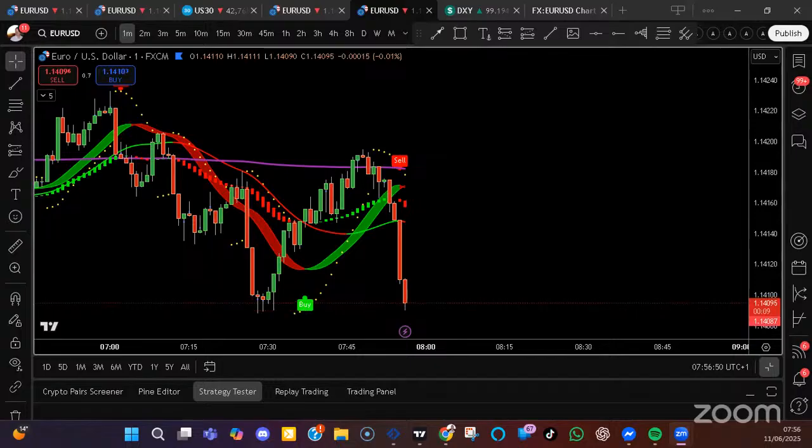Looking at the EUR USD on the 1 minute time frame, following the Scalping 55 indicators and strategy.